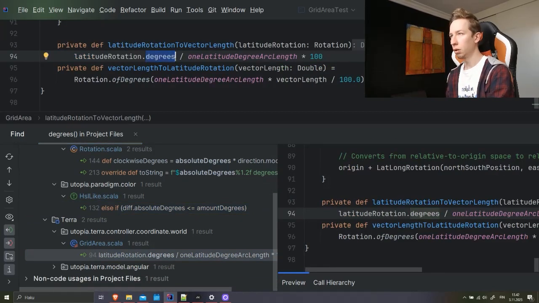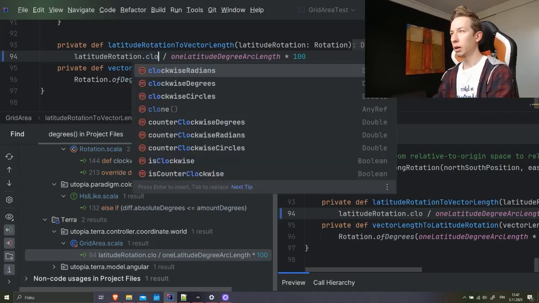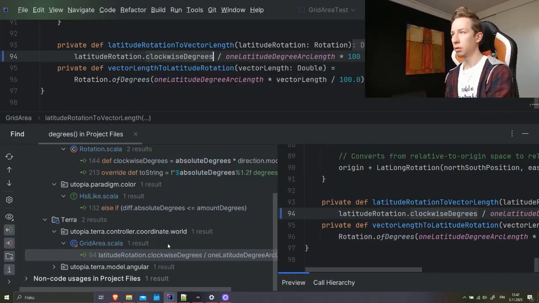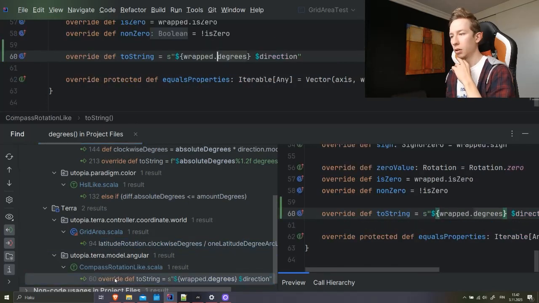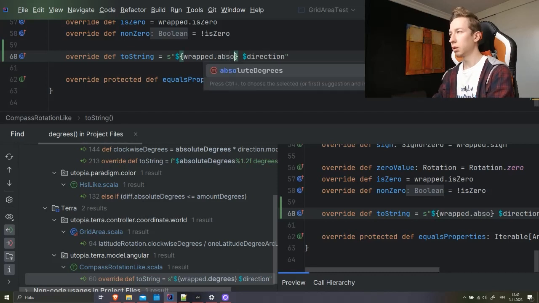So clockwise decrease. And then this one is absolute decrease. That's good.